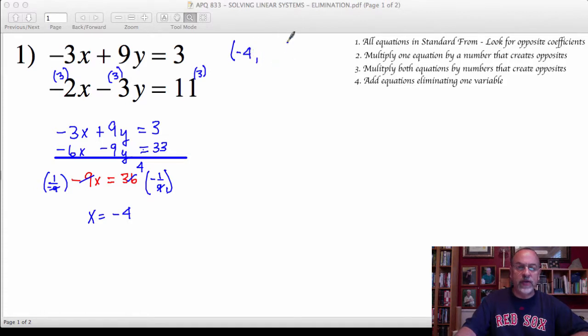And now, just like always, we can go back to the original two equations or the new equation that I created, and substitute in the value for x to determine the y value.